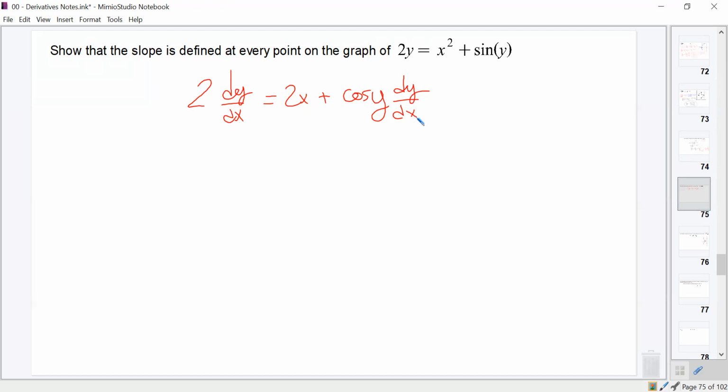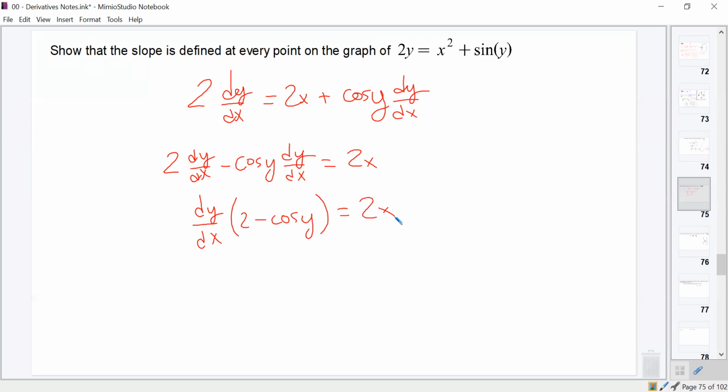We'll leave the 2x on the right-hand side, but we'll subtract the cosine y dy/dx onto the left-hand side so that we can factor out the dy/dx to solve for it, giving us dy/dx is equal to 2x over 2 minus cosine y. And it says to show that this slope is defined at every point.